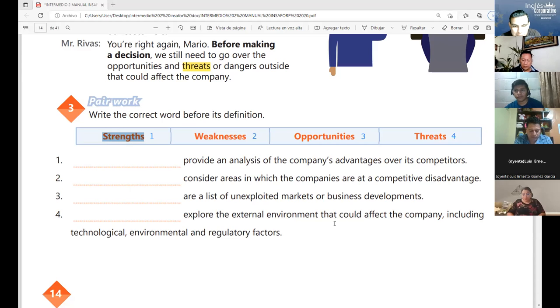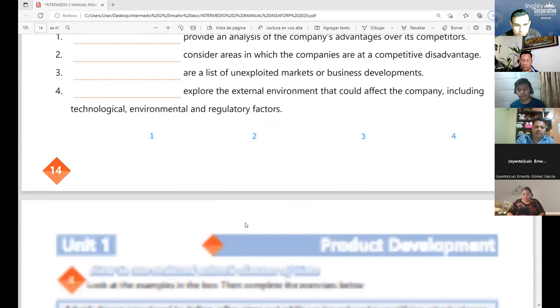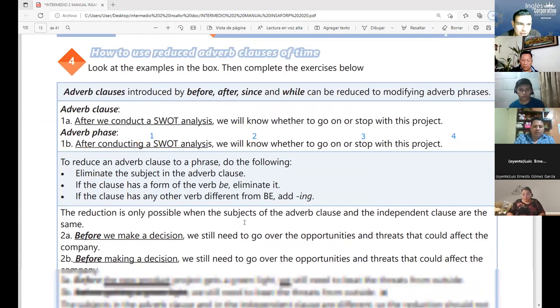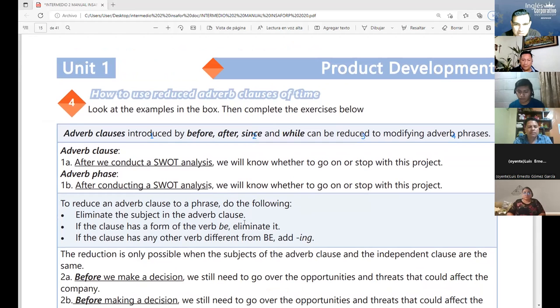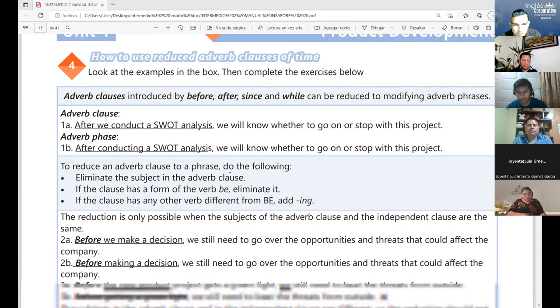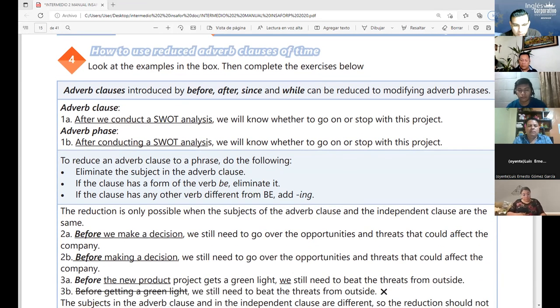Strengths, weaknesses, opportunities, and threats. We have the results. Now we're going to see this topic that is called how to reduce adverb clauses of time.